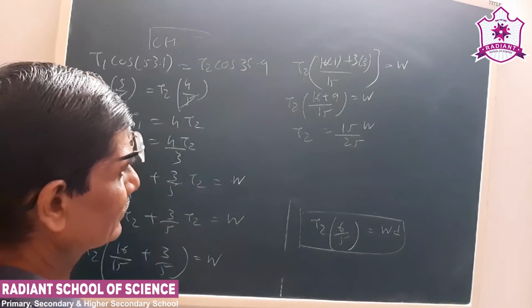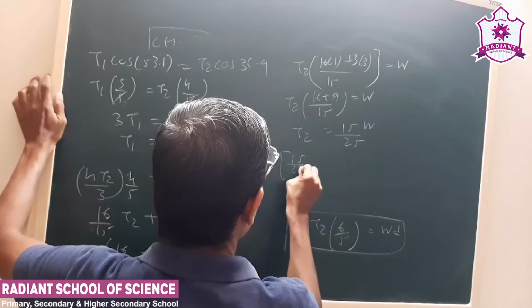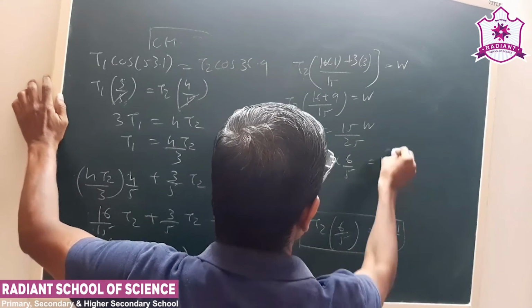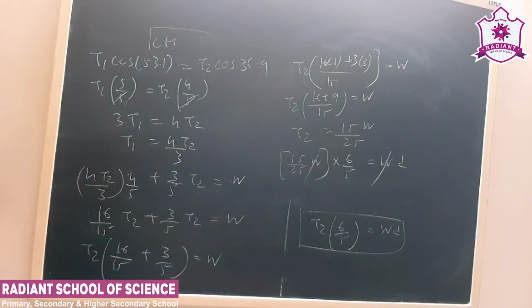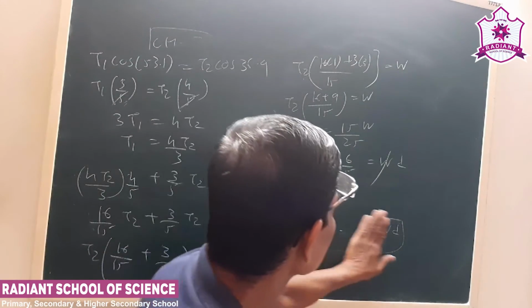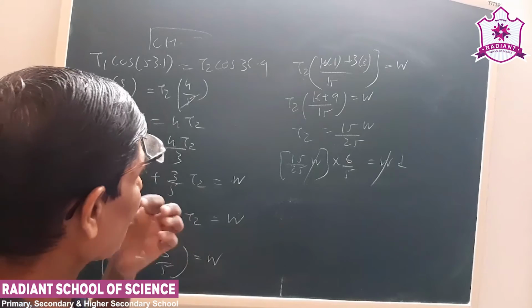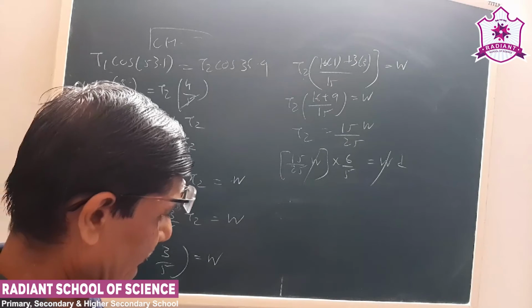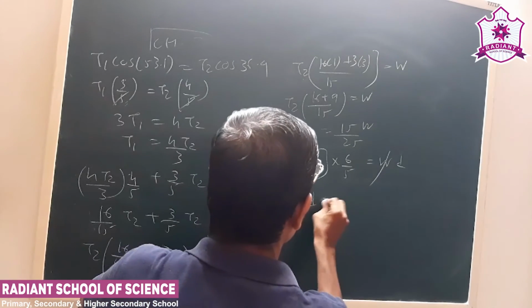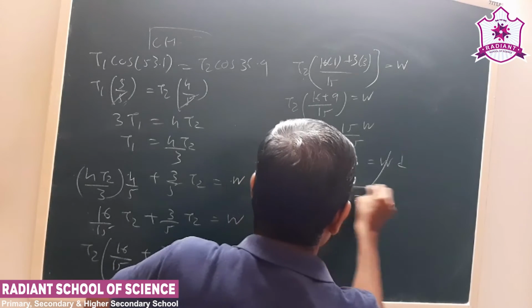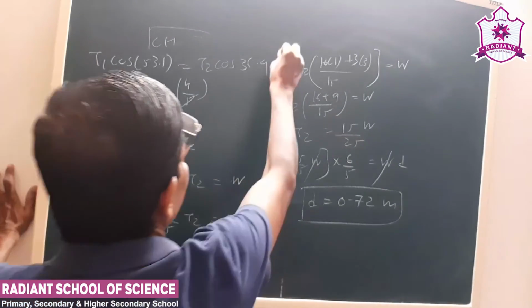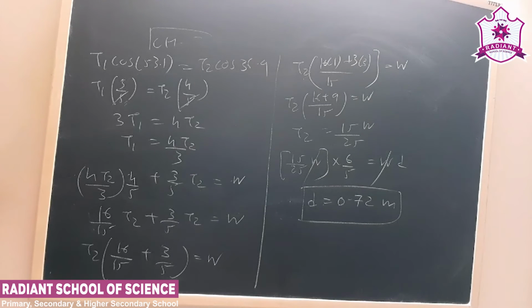Now this T2 I substitute here, 15 upon 25 W into 6 by 5 is WD. So W will get cancelled. So D value will get as 90 divided by 125. I feel this is a rather easy method of calculating center of gravity. So this is how we can calculate the distance D of the center of gravity.